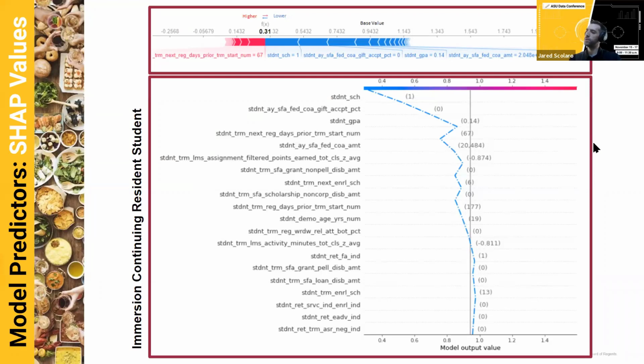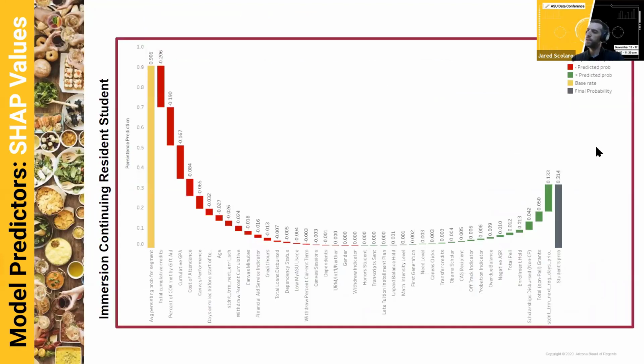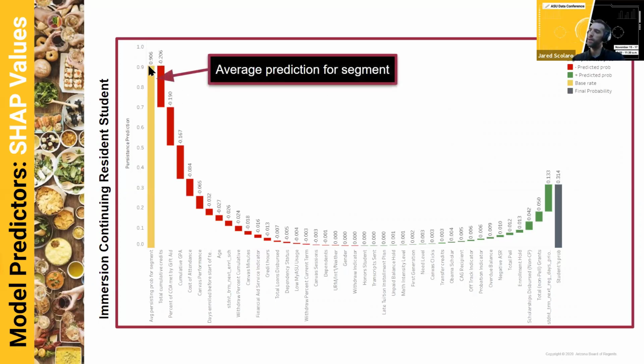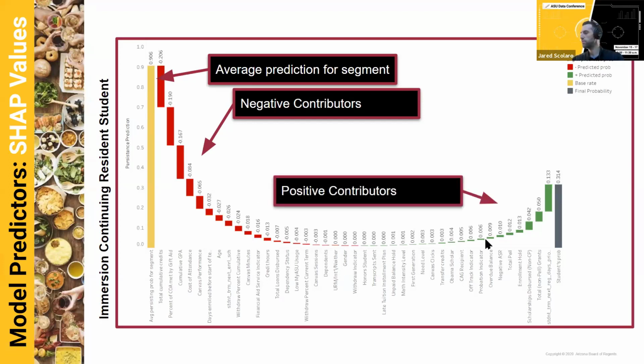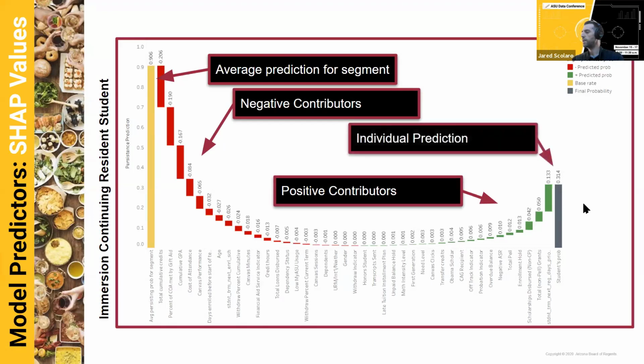Another way to visualize this is a waterfall graph. Again, it's kind of showing the same thing here. You have the average prediction for the segment, and then you have some negative contributors, and you can see how much each of these contributors is affecting the probability. You can also see positive contributors, and then finally what their prediction ends up being after everything's accounted for.